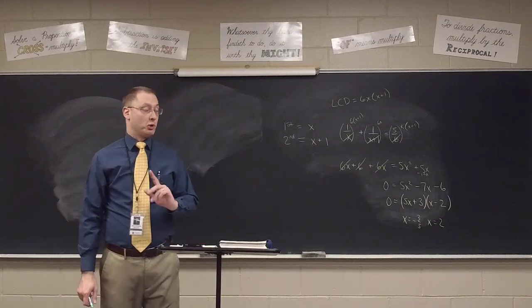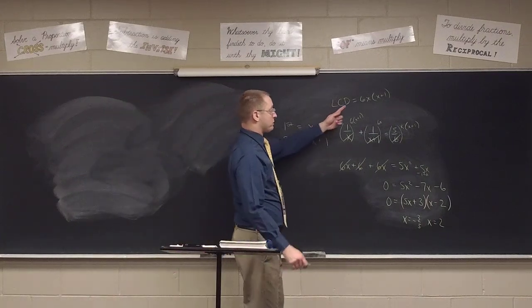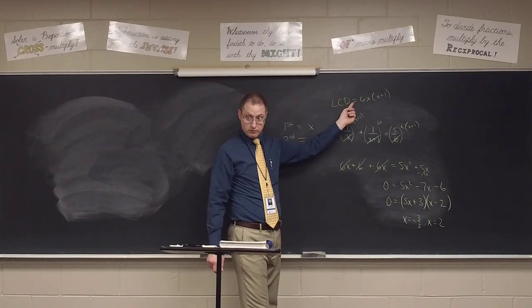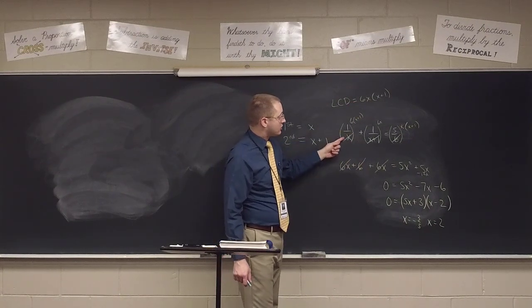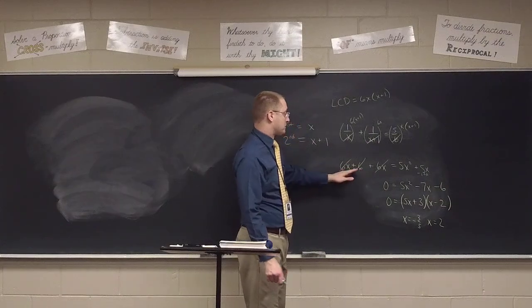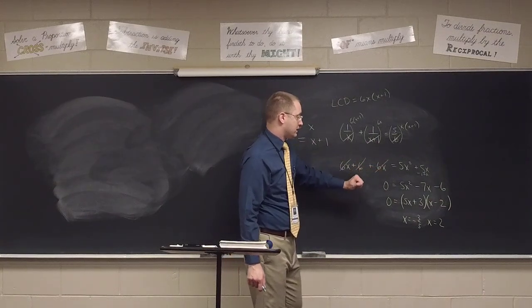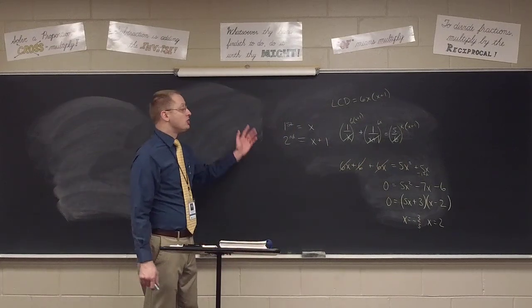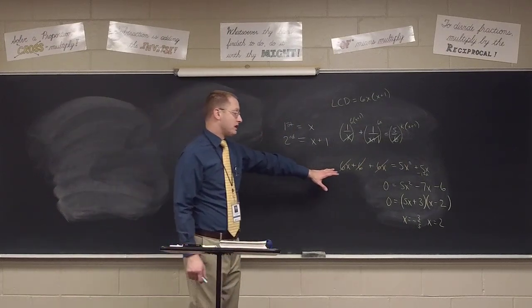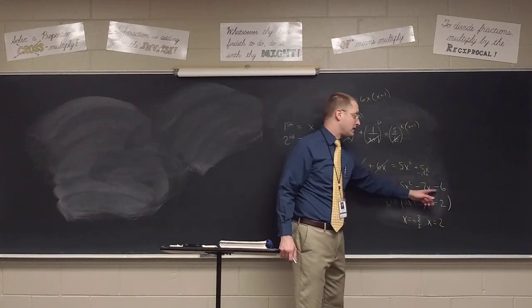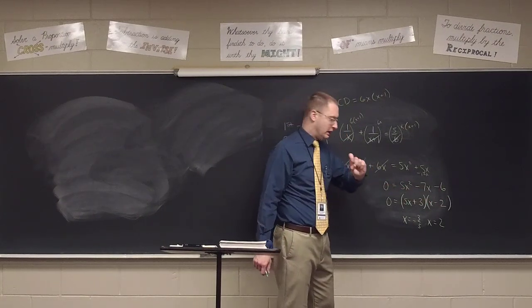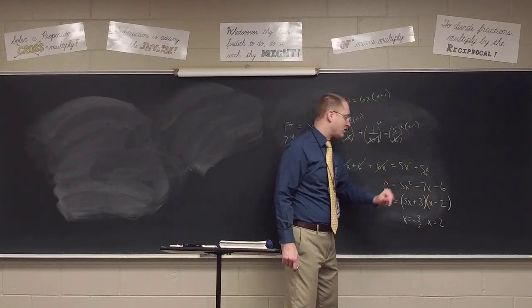All right, for sake of time, check your work. Did you multiply everything by 6x(x plus 1)? Did you end up canceling away, of course, as you went to get 6x plus 6 plus 6x equals 5x squared plus 5x? Did you then set it equal to 0 because it's a quadratic to get 5x squared minus 7x minus 6, thereby factoring and getting 2 possible answers, -3/5 and 2.